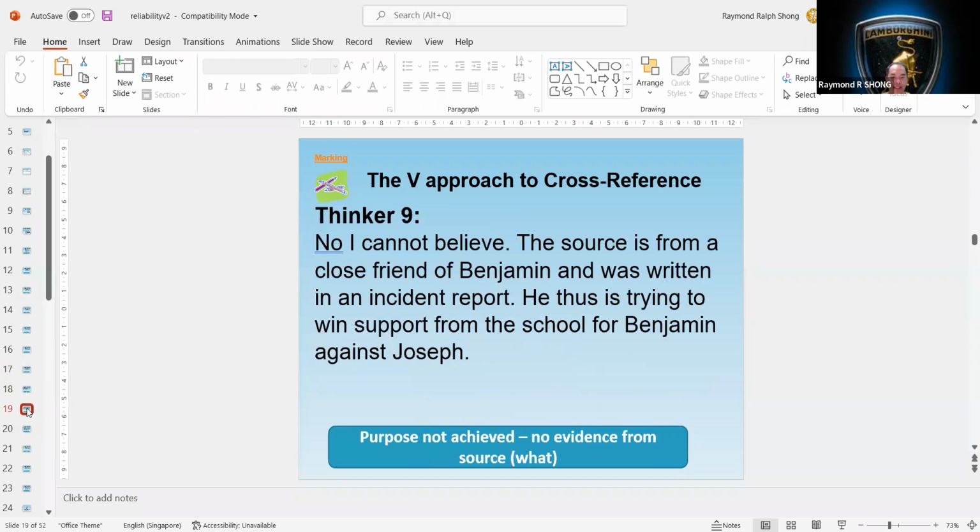Next, number 19. No, I cannot believe the source is from a close friend of Benjamin and was written in an incident report. He is trying to win support. So it's the same thing, right? So Danny, you're telling the HR, no, Cao Xing really went to see Dr. Wu. I know Cao Xing for 10 years already. Cao Xing will never lie to me.